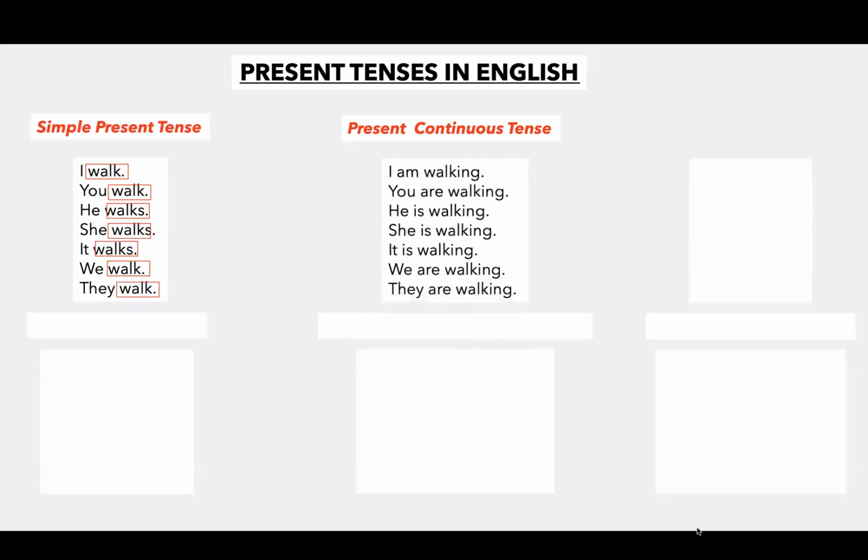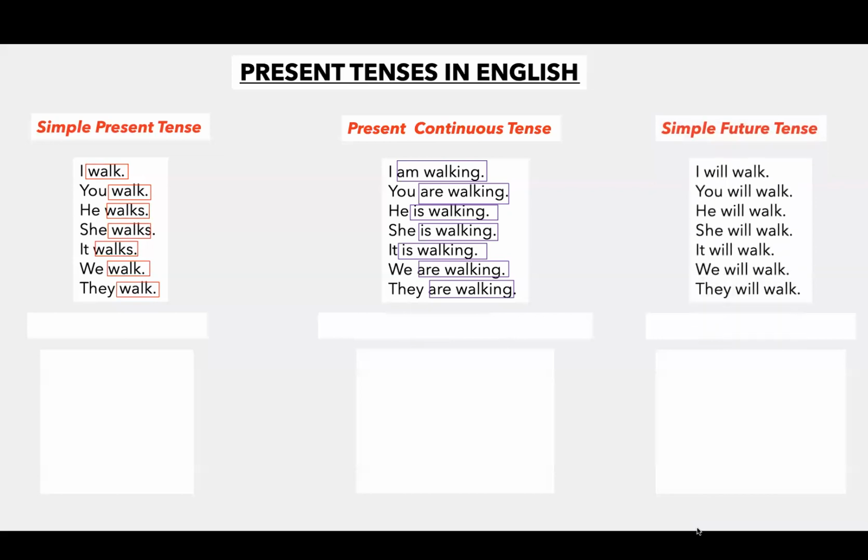And this is the form for present continuous tense. I am walking. You are walking. He is walking. She is walking. It is walking. We are walking. They are walking. And the next one, simple future tense.